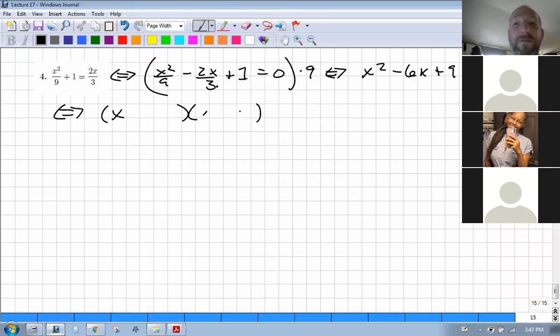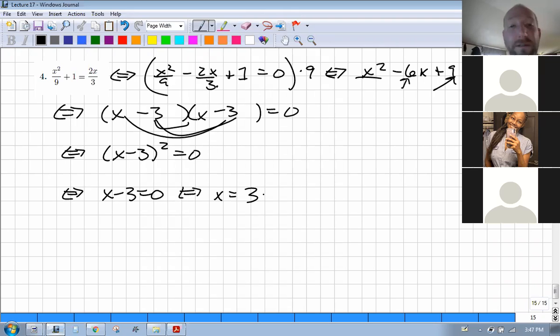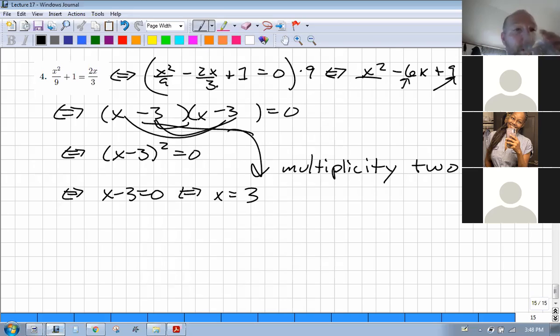We need an x and an x for our x squared. A positive 9, but a negative 6. How about a negative 3? That gives us a positive 9, minus 3x minus 3x gives us that minus 6x. This is the same thing as x minus 3 squared. So x minus 3 has to be 0, or x is 3. Notice since this thing happens twice, its solution has multiplicity 2, because the solution occurs twice, the same number twice.